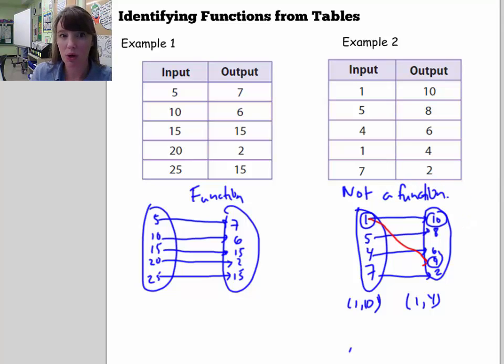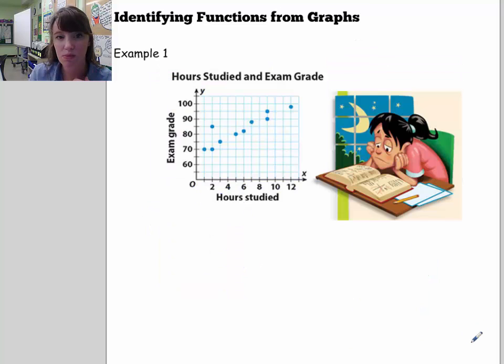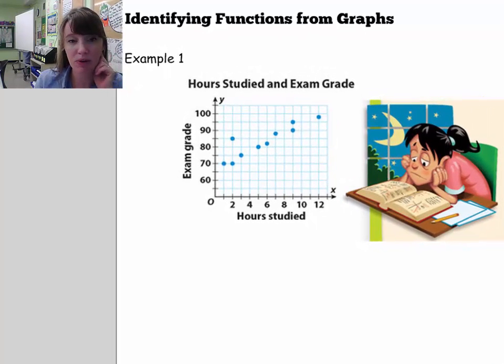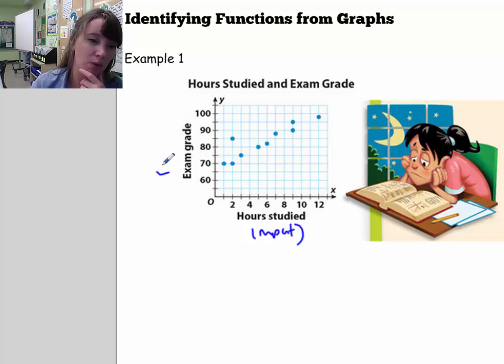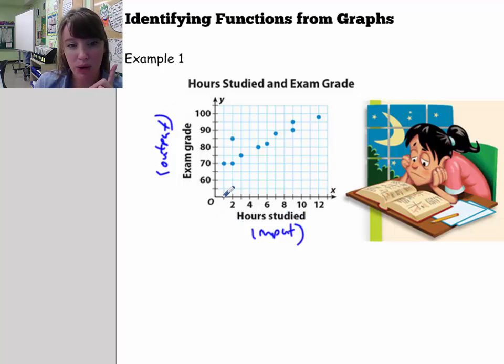Okay, so we went over how to identify functions with mapping diagrams and tables. And finally, if you have a graph, let's see if we can figure this out using a graph. Another way of saying the input is the x variable. So I can put input down here, and this right here is the output. Okay. So remember, one input has to be matched with exactly one output.